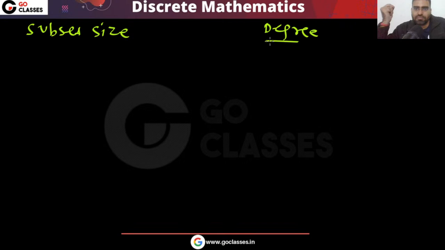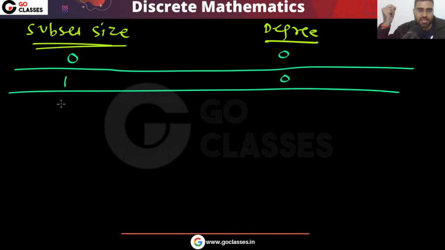Now, if you notice what is happening, there are two things happening in the multiplication. Did you make this small observation? Here you have subset size and here you have degree. Subset size 0, degree 0. Subset size 1, degree 0. Forget about these cases. Now, beautiful things: when you have subset size 2, there are two things multiplying, 1 multiplied by 2 power n minus 2. There are two factors.